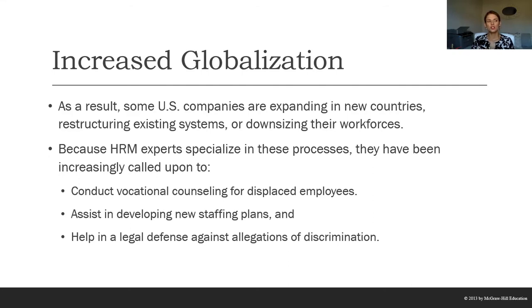In relation to globalization, some of the things that HR managers and personnel psychologists do is conduct vocational counseling for employees who have been terminated. They help develop the new staffing system within the new structure, and just having an HR manager involved in these processes can raise legal issues and help the company minimize the risk for lawsuits later on.